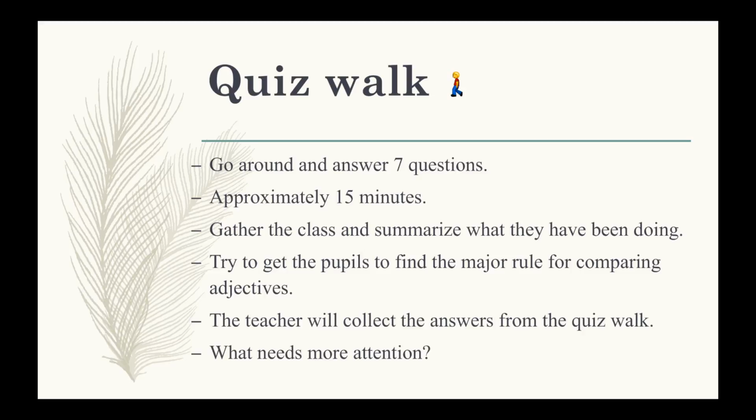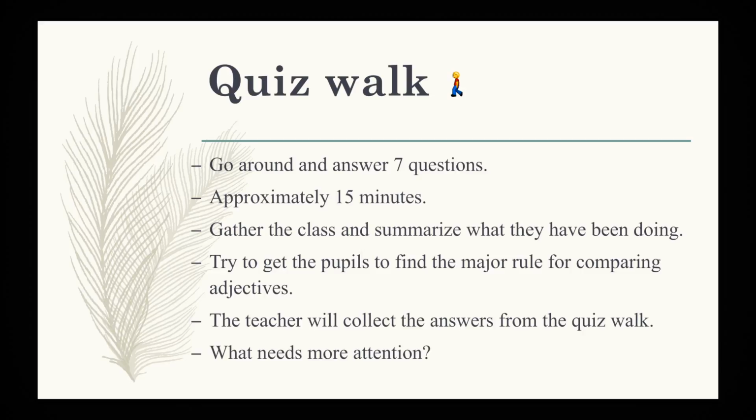The next step of the lesson will be a quiz walk in the same pairs with around 7 questions, and that will take around 15 minutes to achieve. After this, the teacher will gather the class and summarize what they have been doing today, and try to get the students to find the major rule of comparing adjectives. Before going to the next lesson or step, the teacher will collect the answers from the quiz walk and see if there's something that needs more attention or needs to be done in different ways.